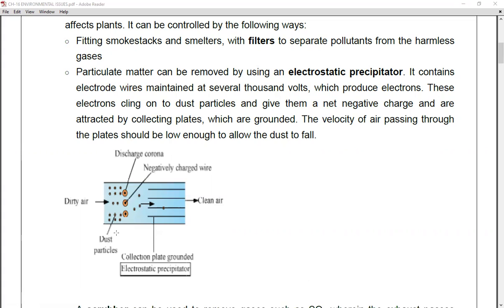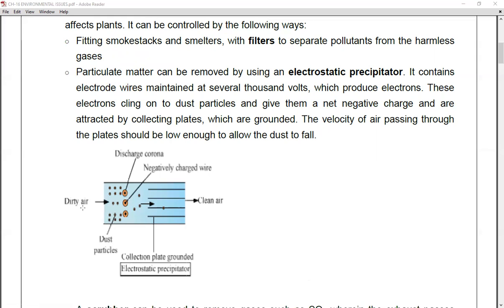So the function of the electrode wires is to produce electrons, and these electrons cling on to dust particles and give them a net negative charge, and they are attracted by the collecting plates. Here you can see the collection plate is grounded. This is the collection plate which is present over here, and the negatively charged wires are present over here.